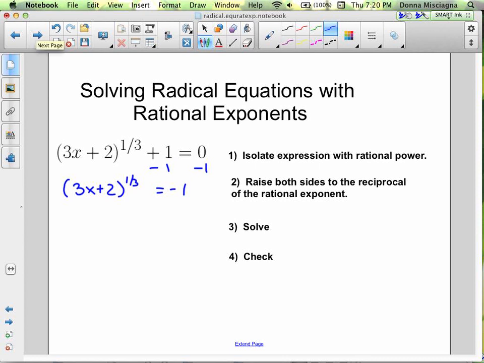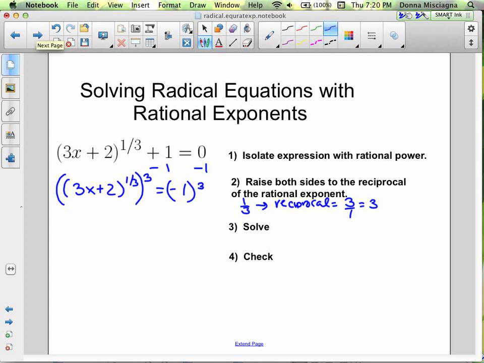So now we're going to raise both sides to the reciprocal of the rational exponent. What's the reciprocal of 1/3? The reciprocal would be 3/1, which is just 3. We don't really need the 1 in the denominator there. When you write 3, you don't put 3/1, you just put 3. We have to do the same thing to the other term.